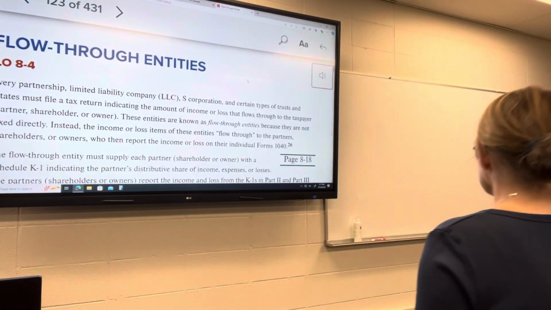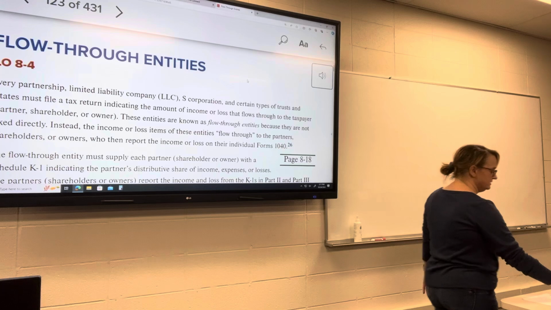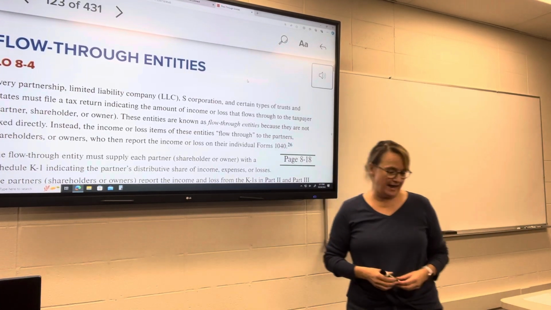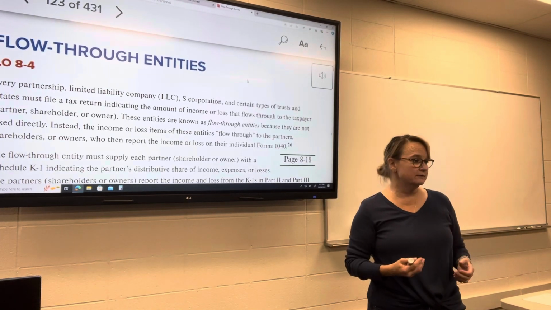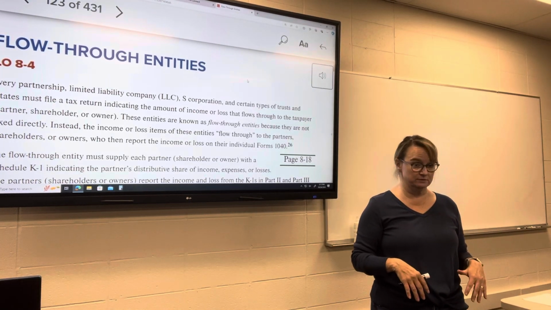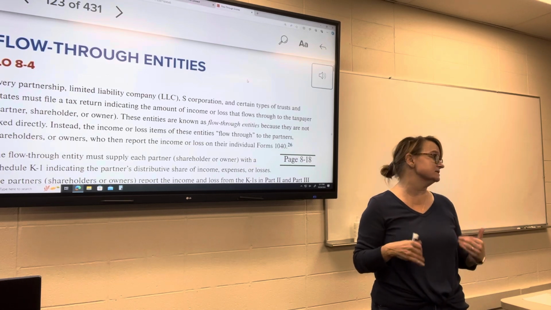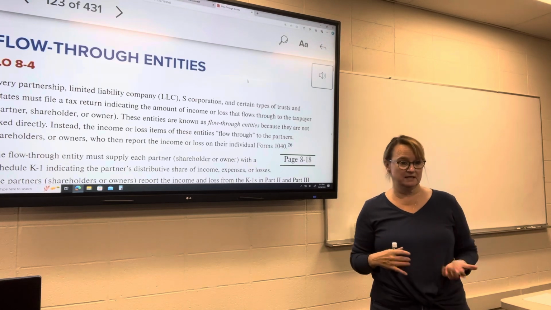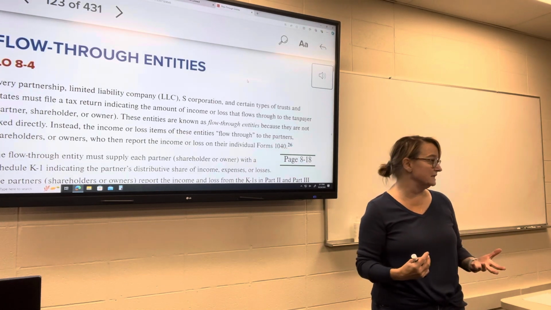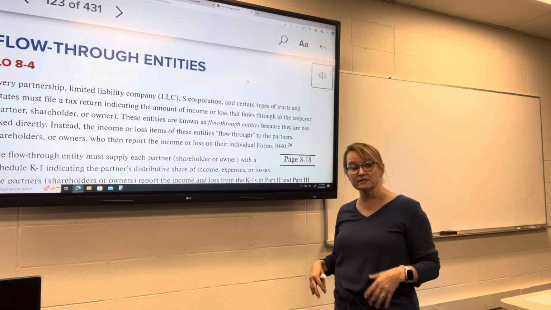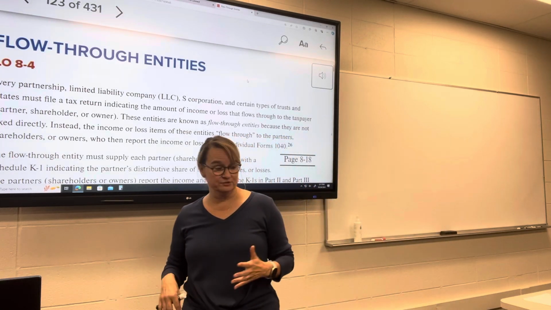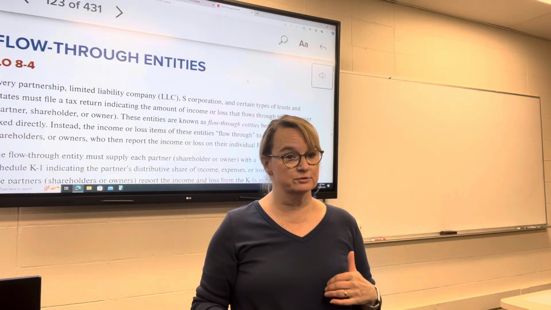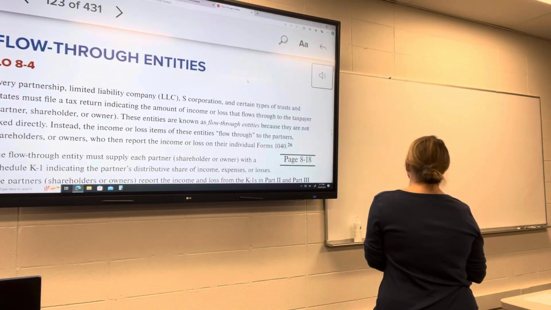So, flow-through entities, also called pass-through entities oftentimes. These are entities that report their income and expenses on a separate tax return. They don't pay taxes themselves. They file the tax return simply to report the income and expenses so that we know what their net income is. And then the owners of those flow-through or pass-through entities are the ones that report the income on their personal tax returns. So here's how this works.